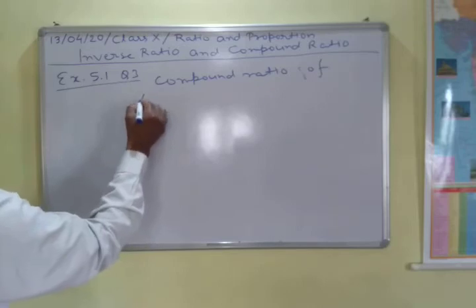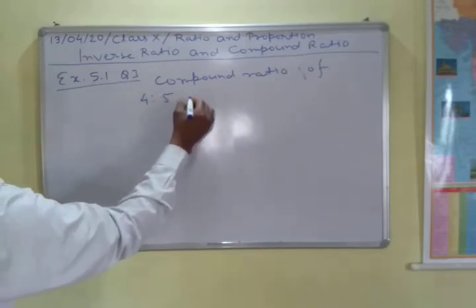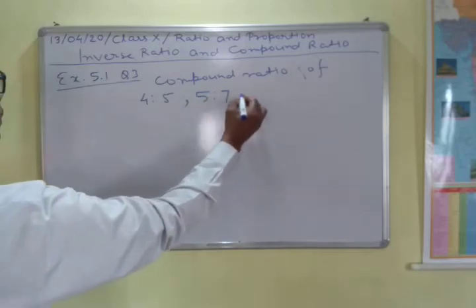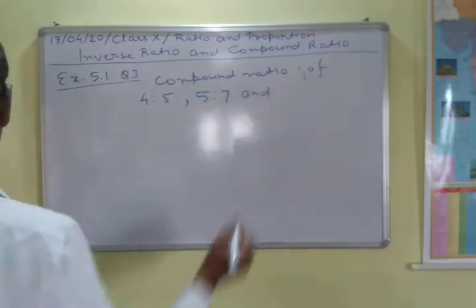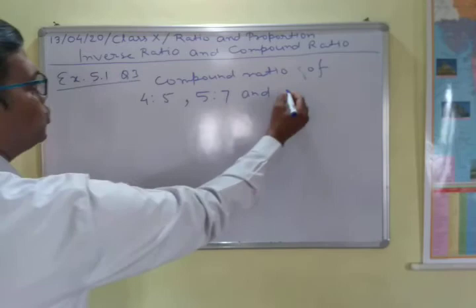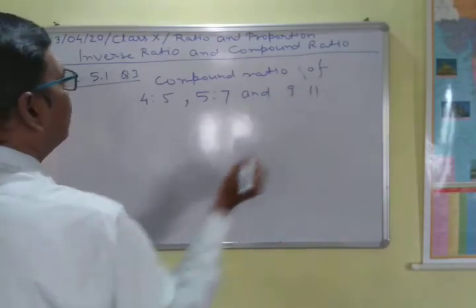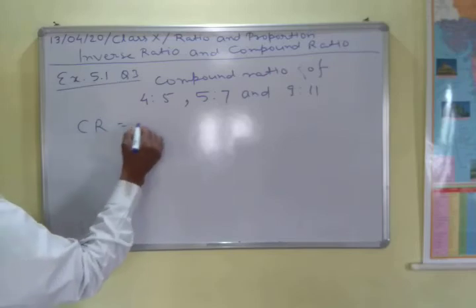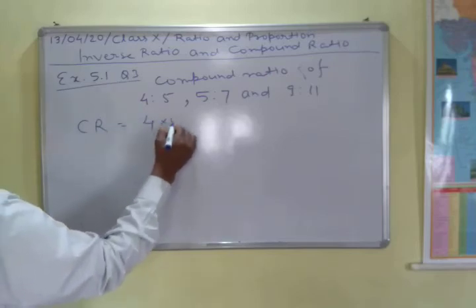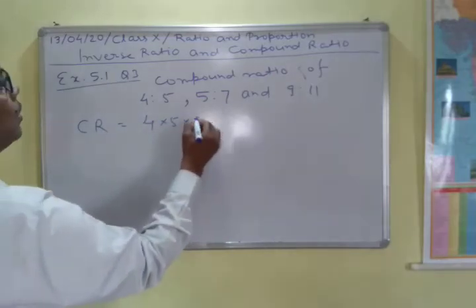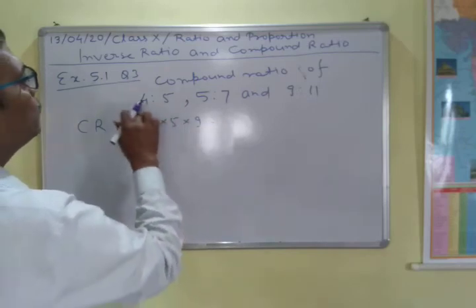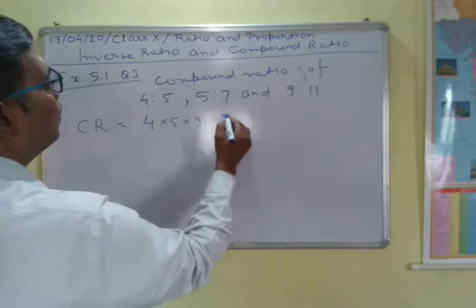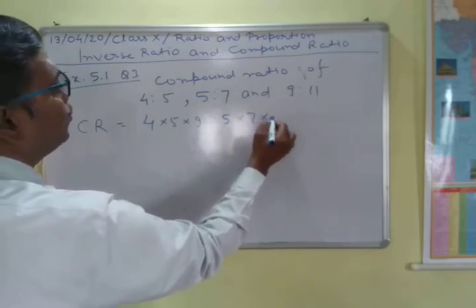4:5, 5:7 and 9:11. So the answer is compound ratio CR is equal to 4 into 5 into 9 is to 5 into 7 into 11.